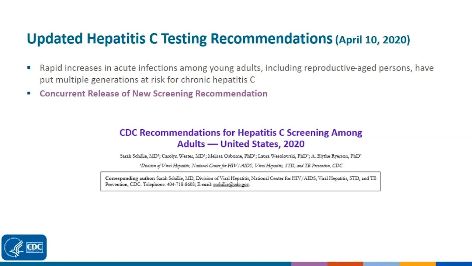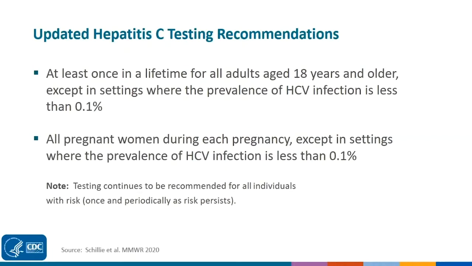Next. And now include at least once-in-a-lifetime testing for all adults 18 years or older, except in settings where the prevalence of hep C infection is known to be less than 0.1%, and all pregnant women during every pregnancy, with the same prevalence threshold exception. A note at the bottom of the slide indicates that testing continues to be recommended for all individuals with risk, once and periodically as risk persists.